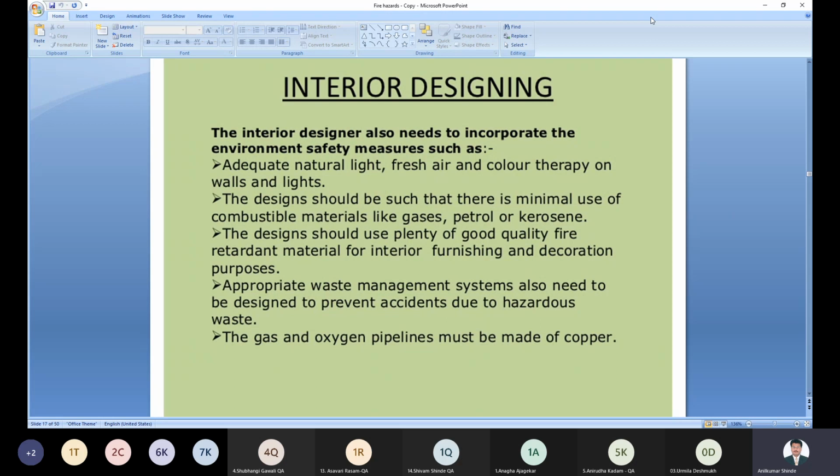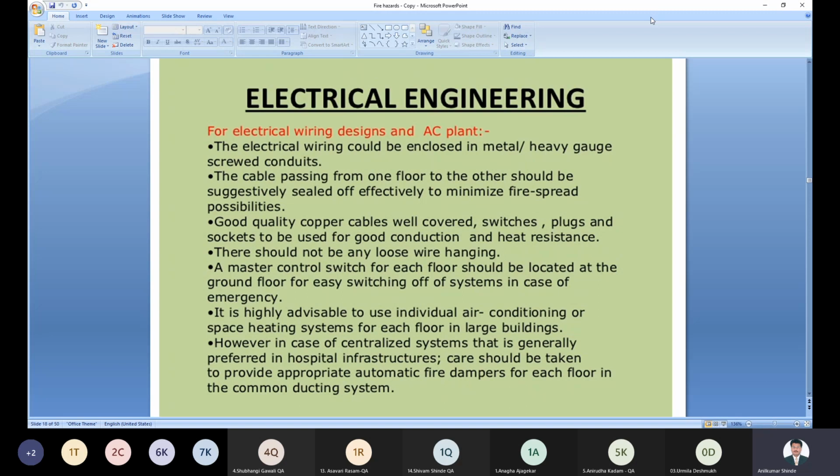Gas and oxygen pipelines should be made of copper. If they are made of copper, there is less chance of leakage of gases, right, and it helps avoid fire. Then electrical engineering is very important, because electrical wiring is required for transferring electrical energy from one place to another place, so the wire must be required.